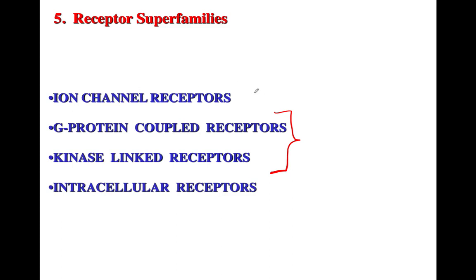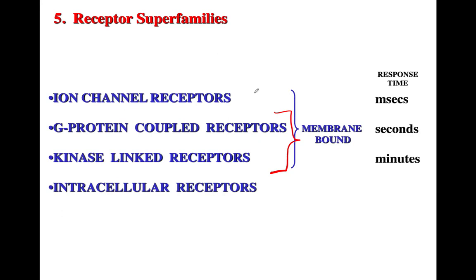Now, the response time is different. The ion channel receptors' response time is within milliseconds. G protein coupled receptors within seconds, and kinase linked receptors are within minutes. Intracellular receptors have longer response times. If you think about an intracellular receptor, the steroid receptors, the thyroid receptors, those can have effects that last longer, last days. So ion channel, G protein coupled, and kinase linked receptors are membrane bound.